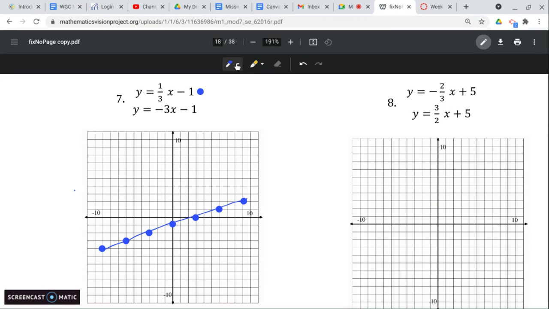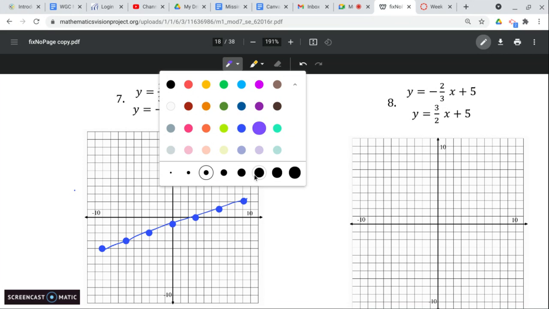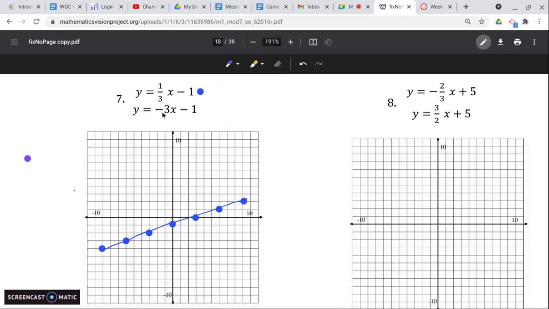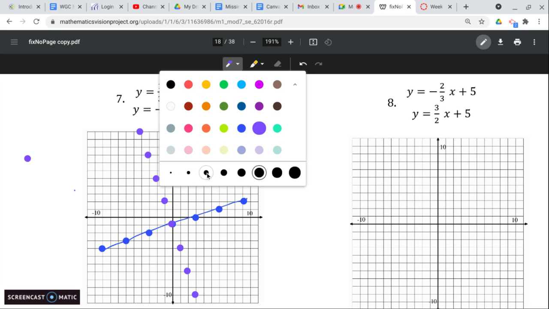Now, for our second line, let me change the color real quick. We are looking at -3x minus 1. So we start at -1 again. But this time we're going to go down 1, 2, 3, and over 1, repeating that a few times. Come back to our y-intercept and go up 3 and over 1, repeating that a few times. So now we have our second line.